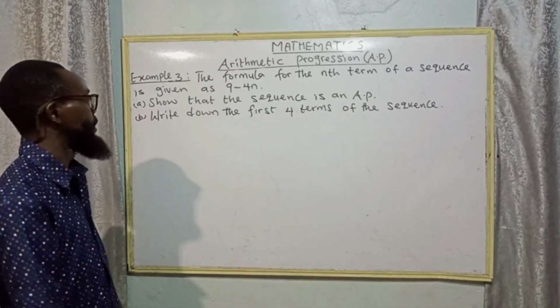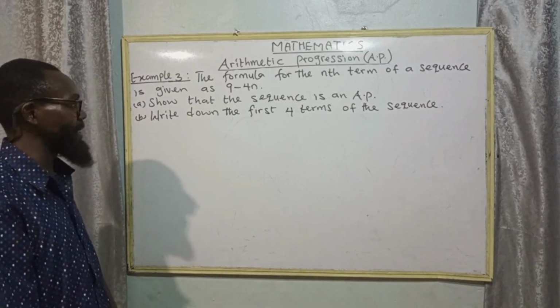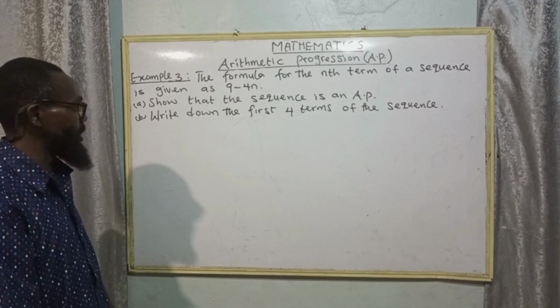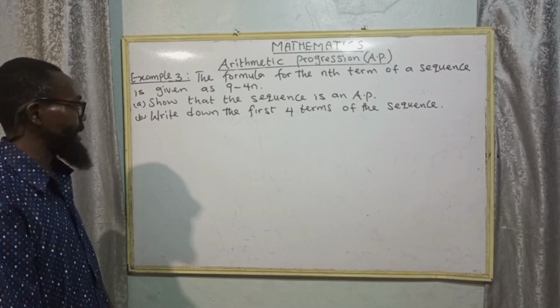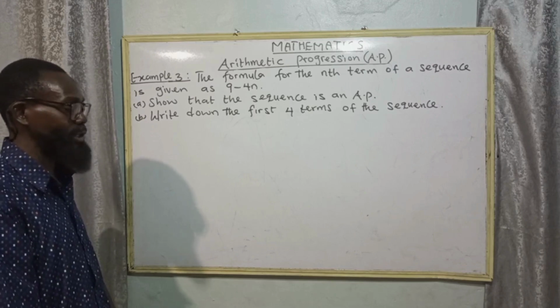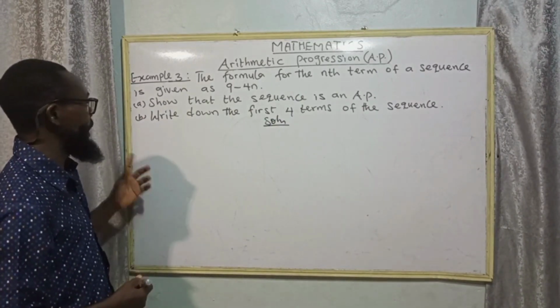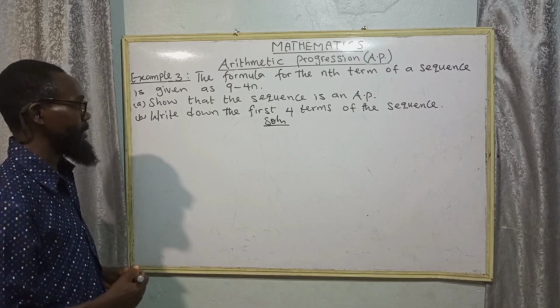Example 3. The formula for the nth term of a sequence is given as 9 minus 4n. Question A. Show that the sequence is an AP. Question B. Write down the first 4 terms of the sequence. Solution. Question A. Show that the sequence is an AP.